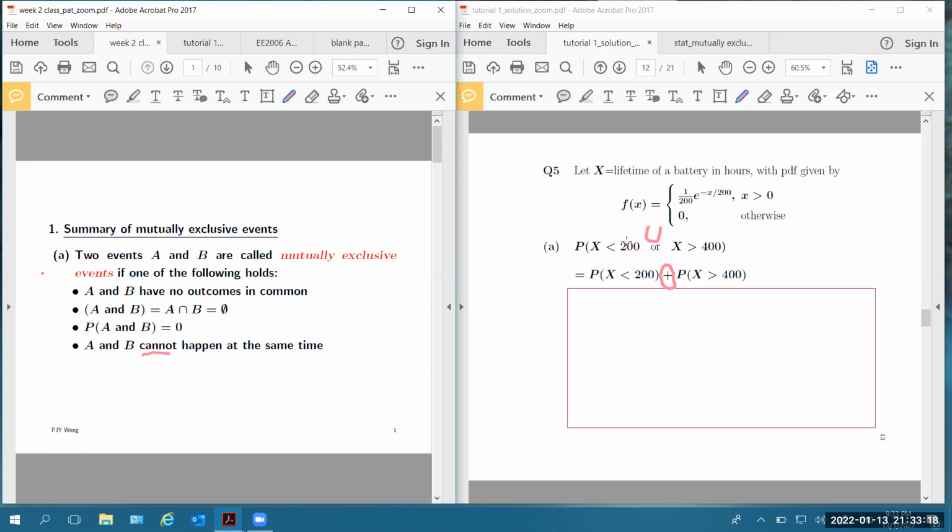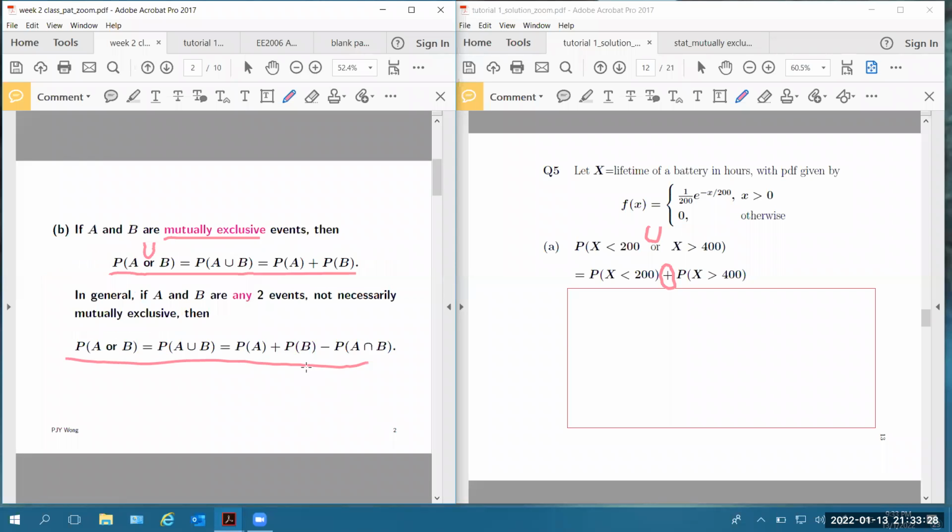So here it's very clear that these two have no outcomes in common. That's why these two are mutually exclusive, and that is why here you can use this formula. Probability of A or B is just the sum. So that's what I'm doing here. Is it okay? All right, so this is what we have here.